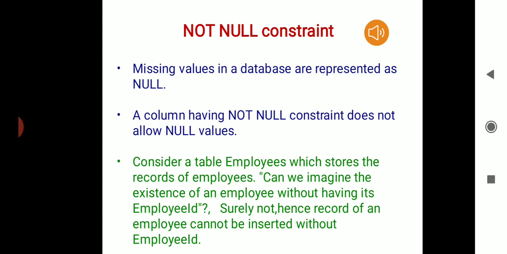Again, take another scenario where the students of a class are represented by roll number. Now, can we imagine a particular student in a class without having a roll number? Surely not, isn't it? This is because roll number identifies every student in a class. In such cases, columns such as employee ID for employees and roll number for the students in a class cannot accept null values. And that brings the importance of the not null constraint, which does not allow null values in a particular column of a table.